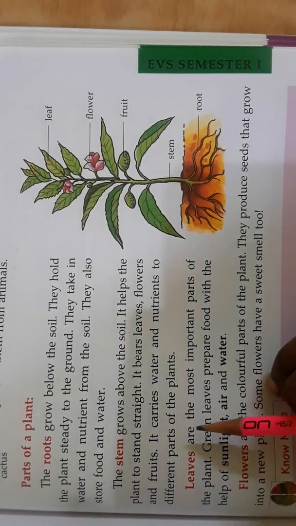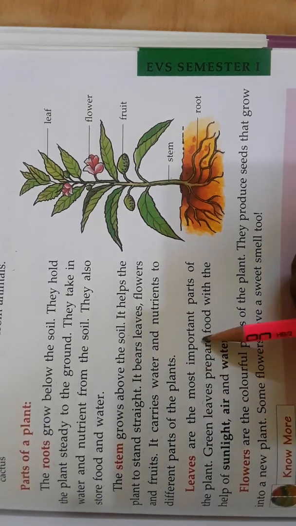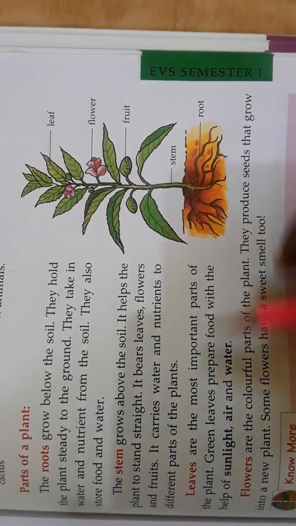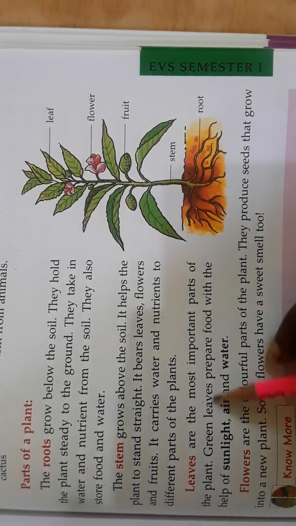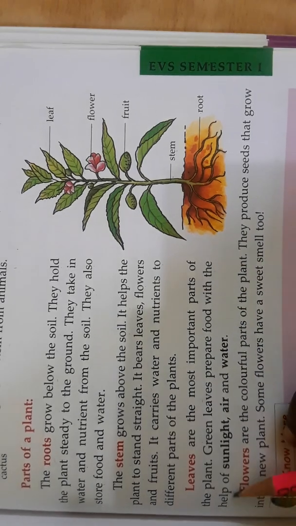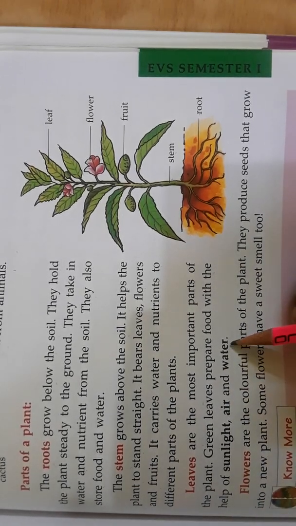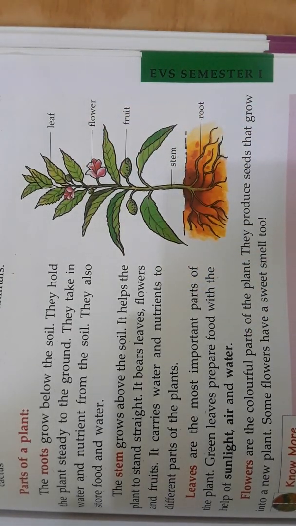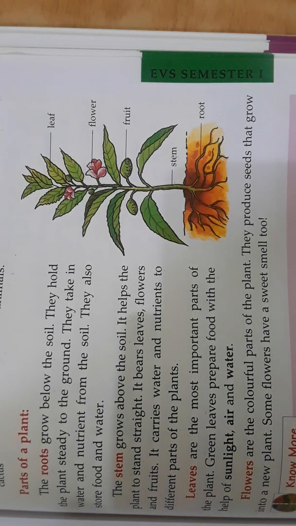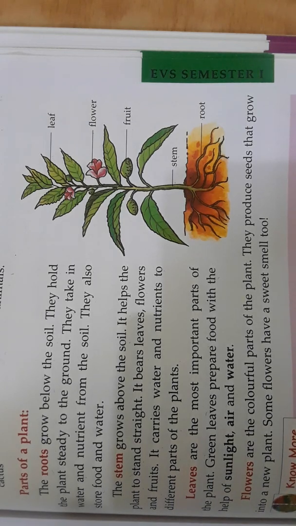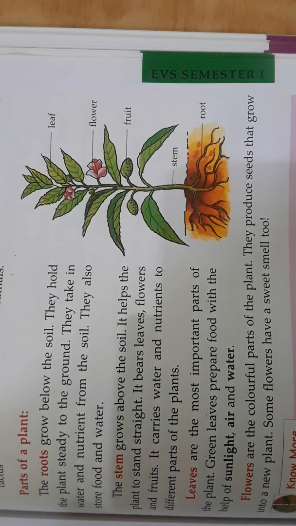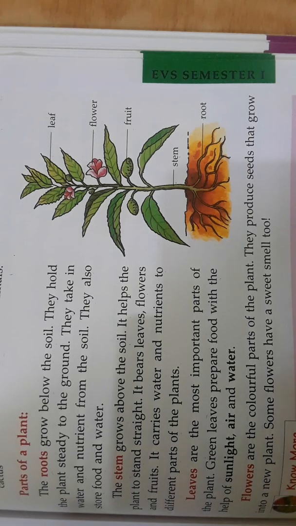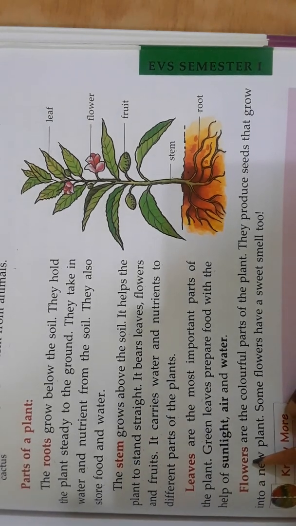Next we can see about the leaves. Leaves are the most important part of the plant. Green leaves prepare food with the help of sunlight, air and water. So leaves are the most important part of the plant, children. Green leaves prepare food with the help of sunlight, air and water.